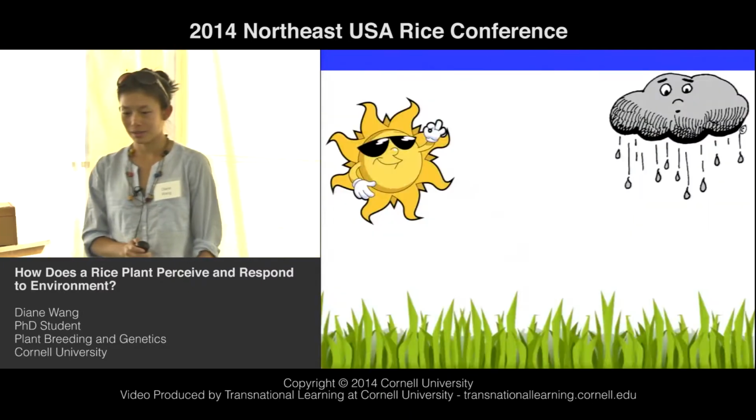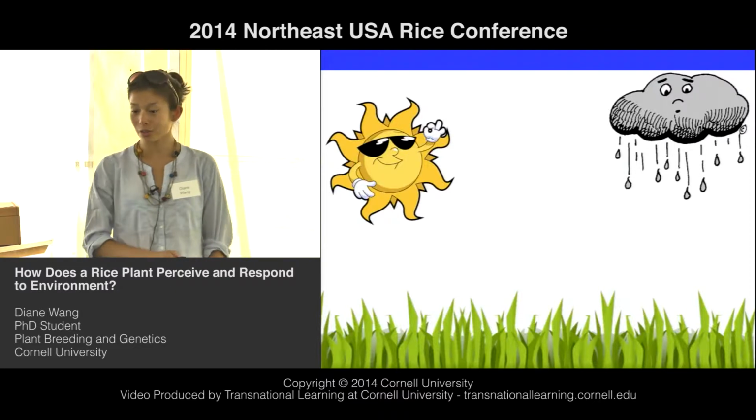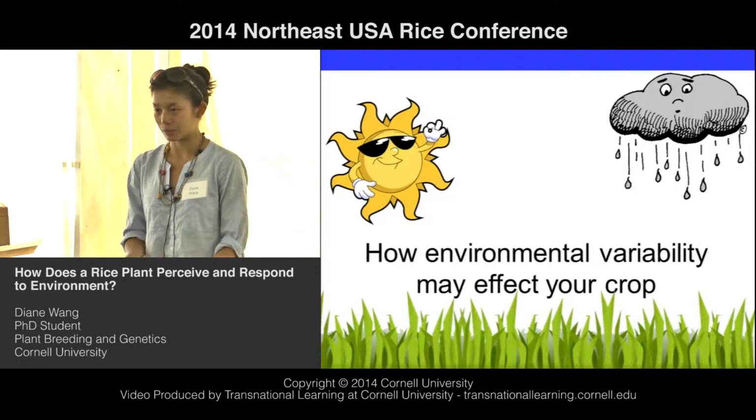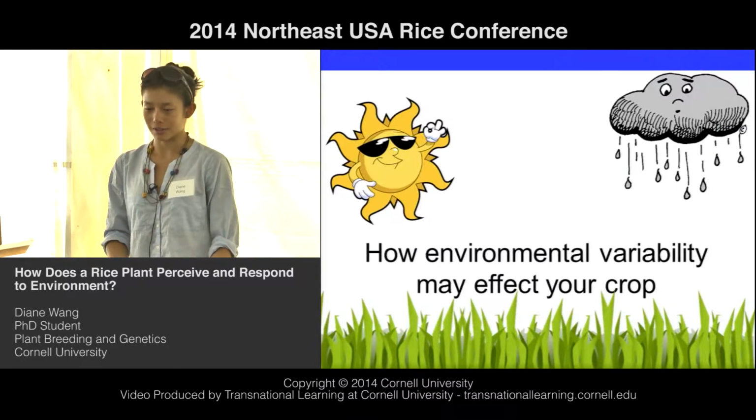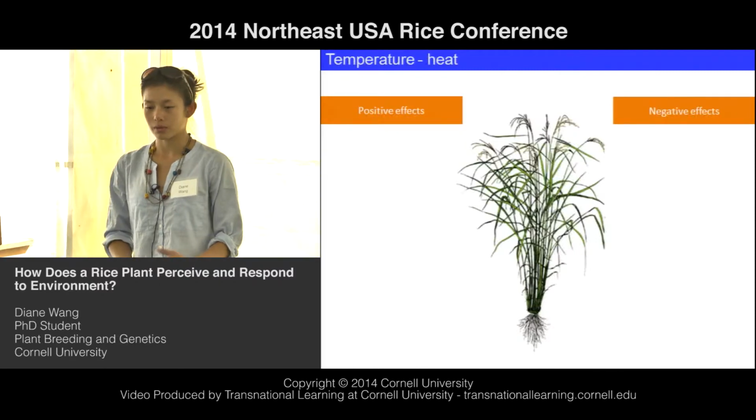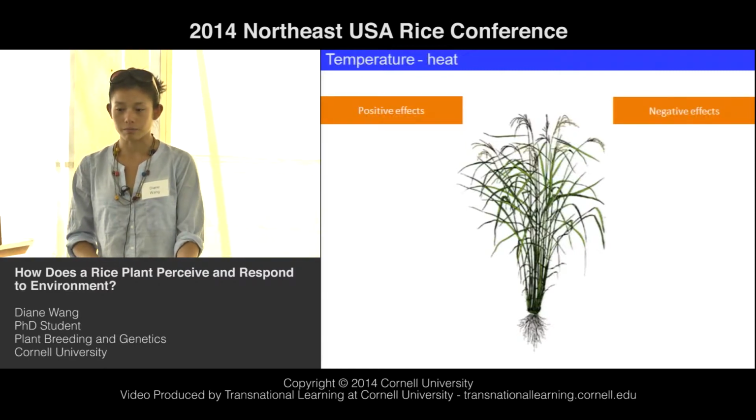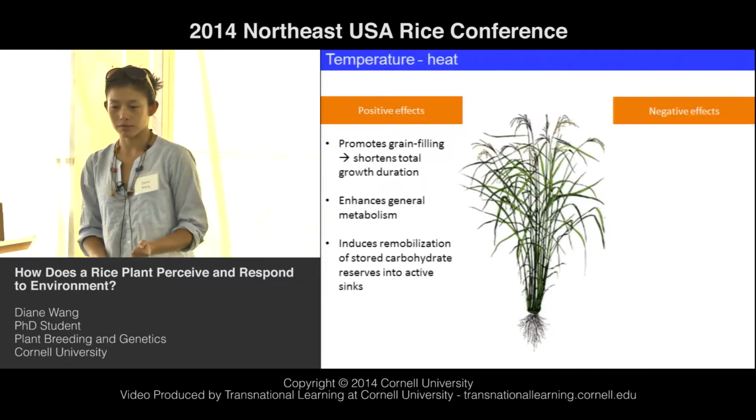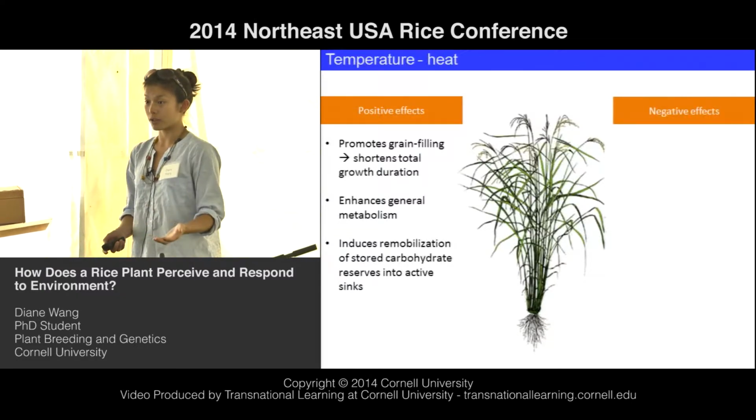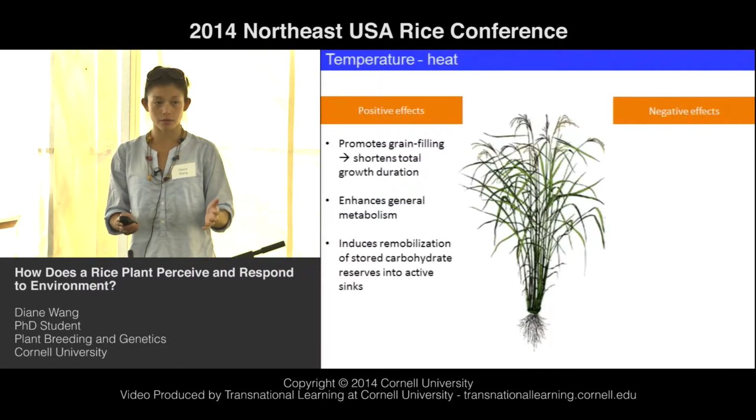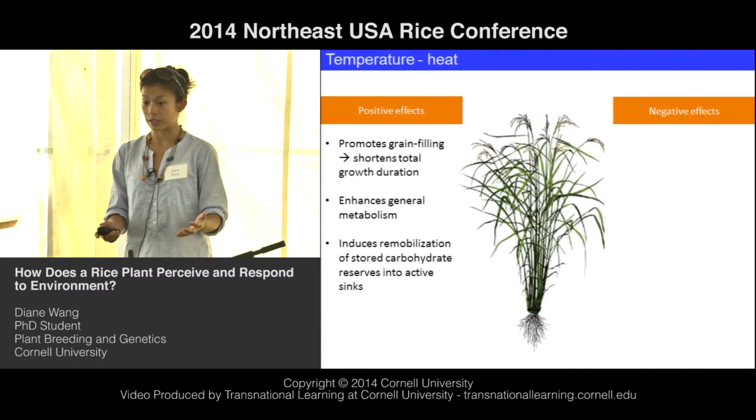Okay. So this brings us to the second story, which is how environmental variability may affect your crop. And I'm sure you guys all are familiar with this, actually, so I might be repeating some things, but it's good to sort of review this. So one thing that I thought is important is temperature. So there's positive and there's negative effects to high temperature. Some positive effects are it promotes grain filling, and it can shorten the total growth duration, which might be important for a region that has a short growing period as it is.